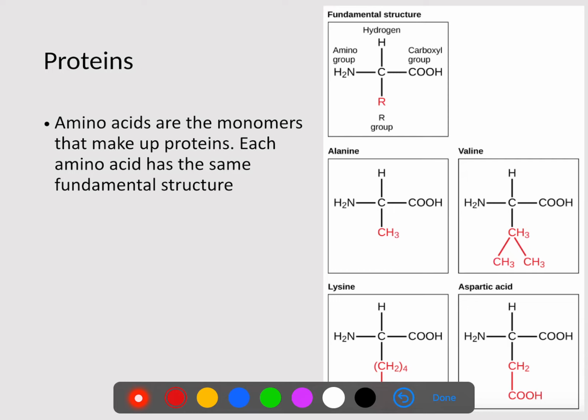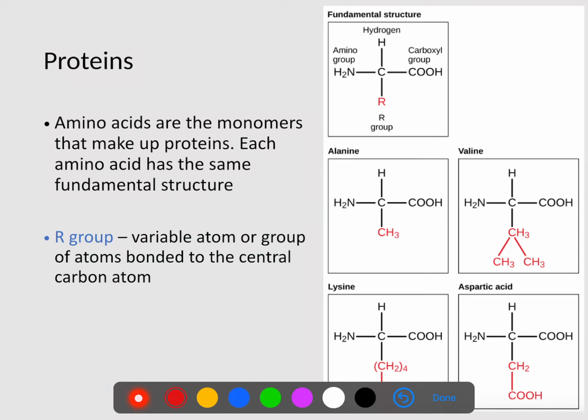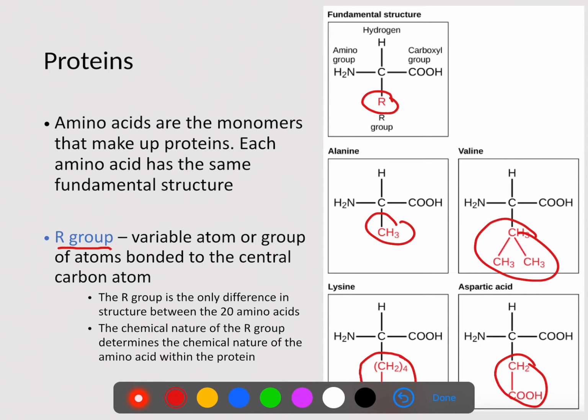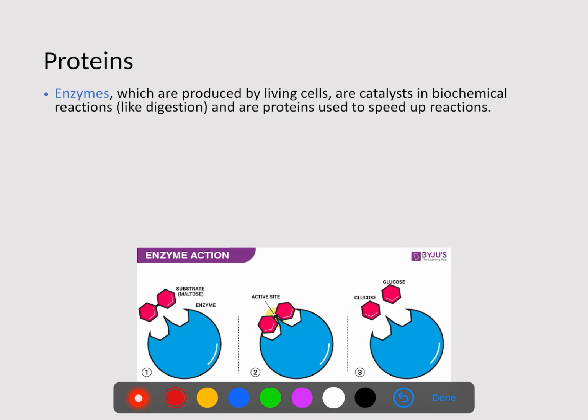Now, amino acids are monomers that make up protein. Each amino acid has the same fundamental structure. They're composed of an R group. The R group would be like our functional group. This is what gives the amino acid its quality. It's the only thing that is actually different between the amino acids. Okay, the R group is the only different structure, and again, remember, 20 different amino acids. So the chemical nature of the R group determines the chemical nature of the amino acid within the protein. It gives it its characteristics.